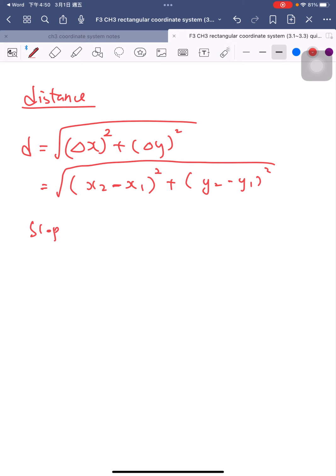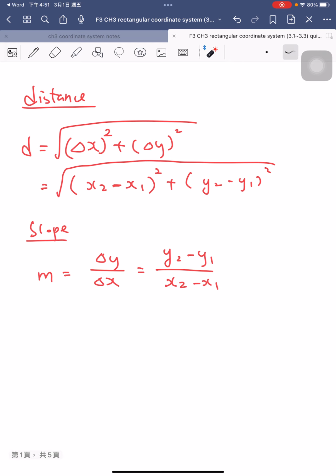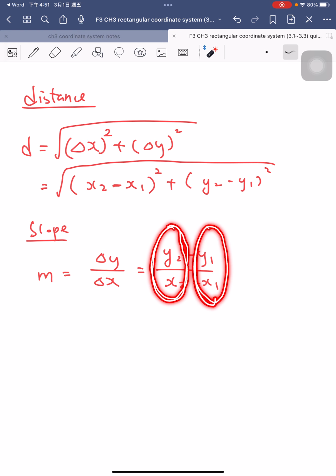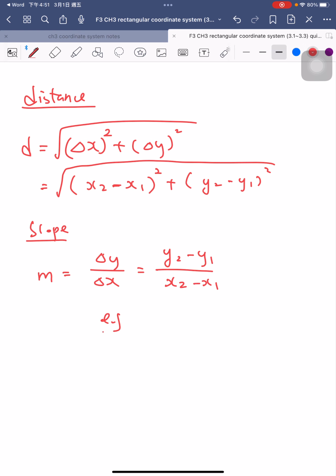And then the slope, m, is equal to the change of y divided by the change of x. The change of y means y2 minus y1, divided by x2 minus x1. So be careful, x2, y2 comes from the same point, and x1, y1 is from the other point. For example, if we have the points (2, 3) and (4, 5), then our slope is going to be equal to 5 minus 3 divided by 4 minus 2.